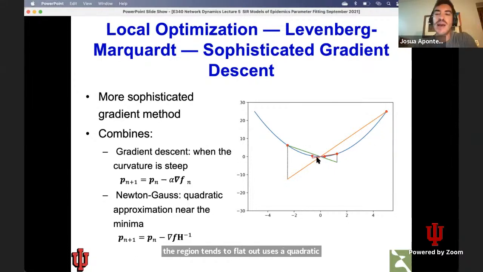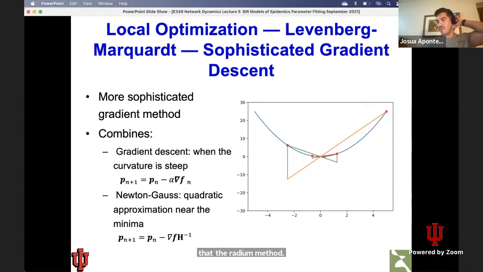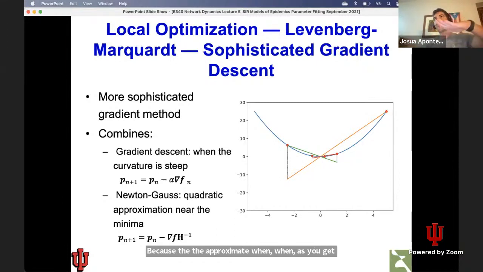So instead of moving on a straight line, it moves more in a parabolic way. And it's supposed to be more efficient and more sophisticated than the gradient method, because as you get closer to the minima, the curve starts to flatten out. The objective function flattens out. So instead of moving in a straight line, which usually makes you overshoot, you move a little bit on a quadratic approximation.